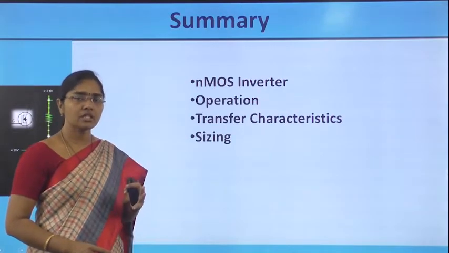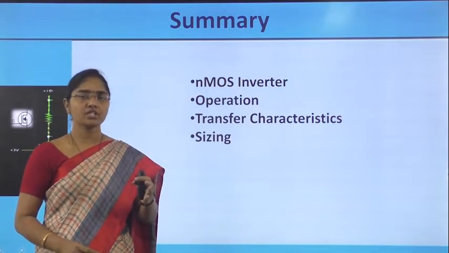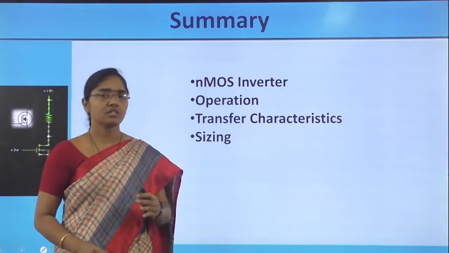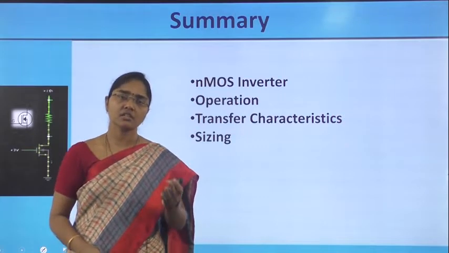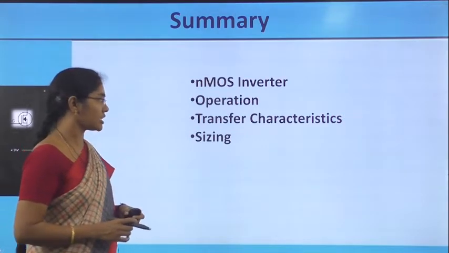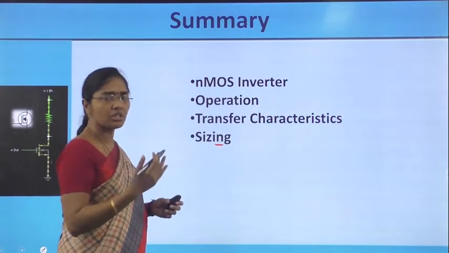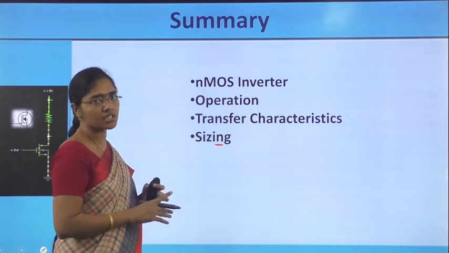What have we seen till now? We have seen the nMOS inverter circuit, its operation, its static behavior, its transfer characteristics, and finally the ZPU by ZPD ratios, that is, the sizing of the inverter when it is used in cascading.